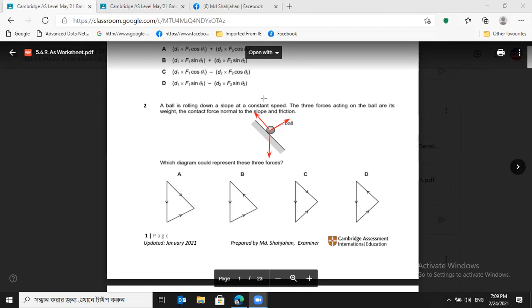Wait one minute. This drawing should be better. If you draw it perpendicular from here, the normal contact force. Okay, sir, now it makes sense. It will be useful if you drop it at a perfect 90 degrees over here.